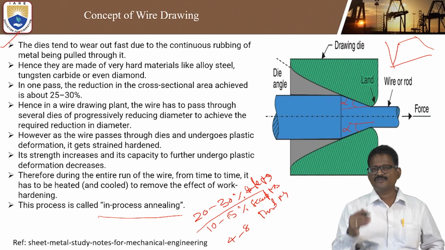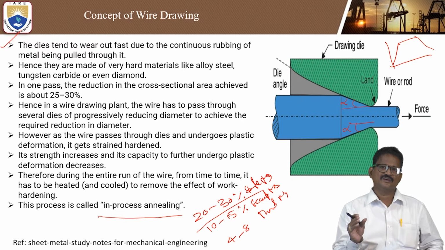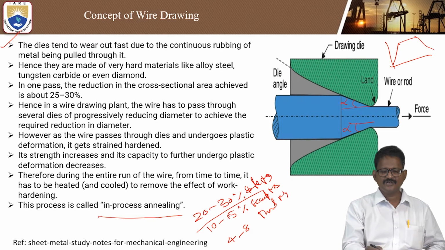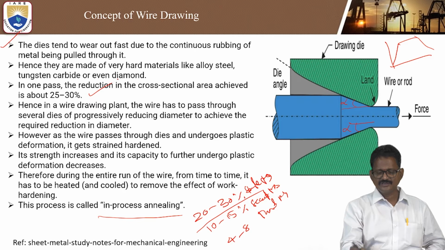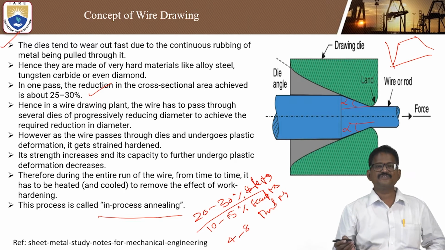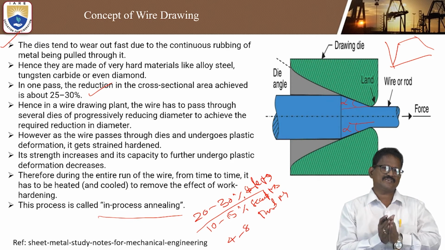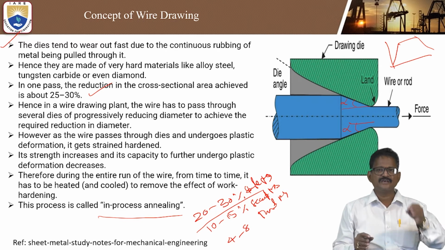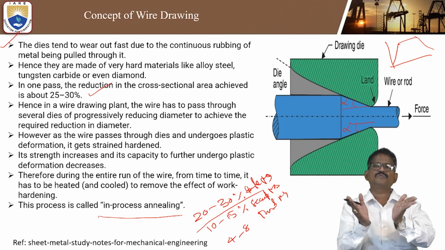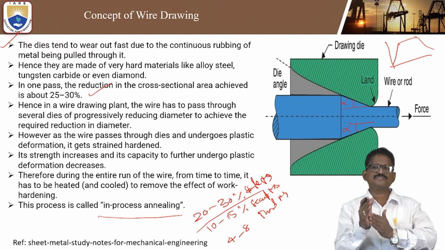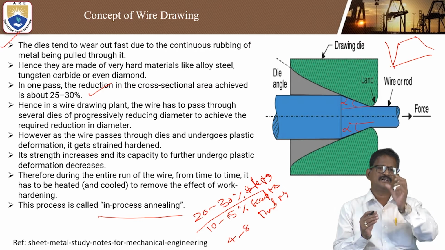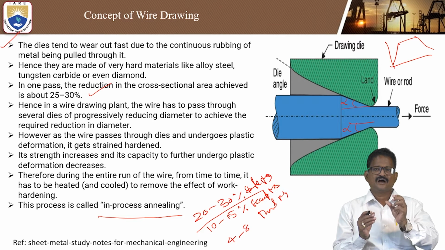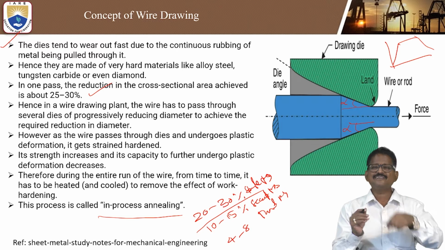That is why, when you want to perform wire drawing, we should clean both the die and the workpiece, workpiece meaning wire or rod. So that is what I told. In one pass, 25 to 30% reduction will take place. In any wire drawing plant, there is one setup where the wire has to pass through small opening dies progressively. So the main intention is reducing the diameter, and to achieve the required reduction in the diameter.